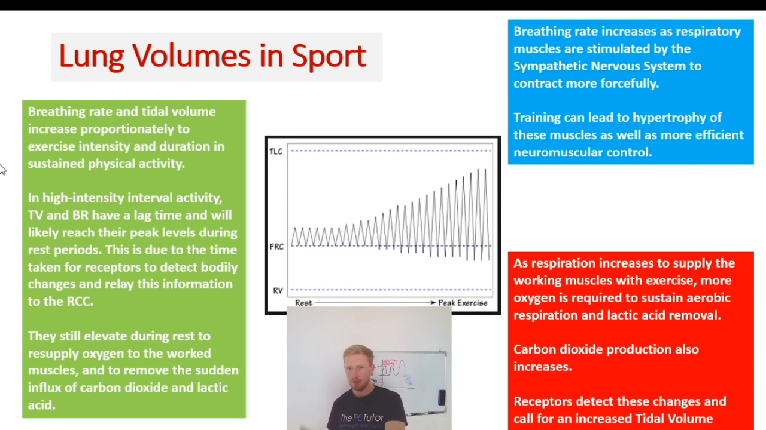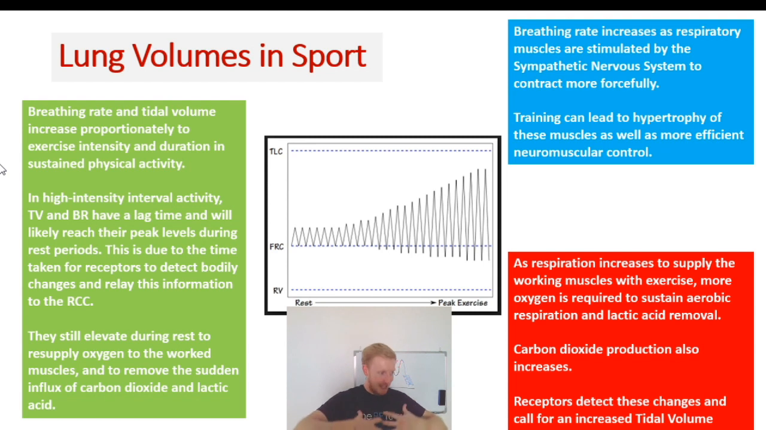So if we look at the red box now, as respiration increases to supply the working muscles with exercise, more oxygen is required to sustain that aerobic respiration. That's what we were just talking about. If you look at that graph there, that's our breathing increasing in depth and frequency, our breathing rate and our tidal volume. Towards the end of that, where we've got these big breaths in, frequently occurring, that is the response that the brain and the body has elicited based on what's going on in the muscles, based on the volume of O2 getting sucked out of the blood, based on the volume of CO2 being dumped back into the blood. So the brain's always detecting these changes and it's causing the respiratory system to respond accordingly.